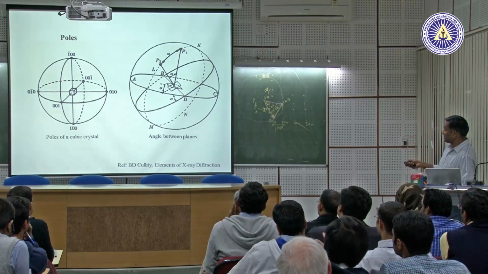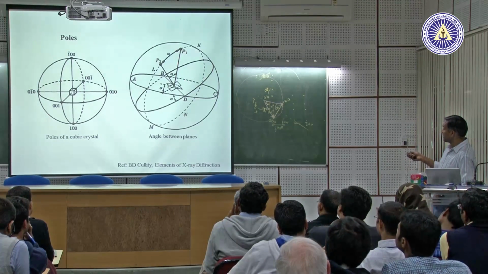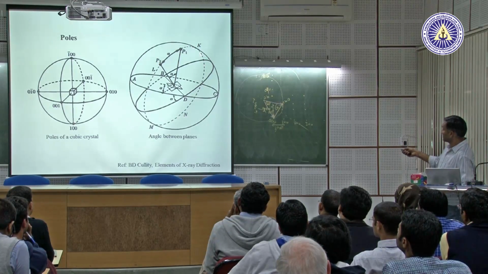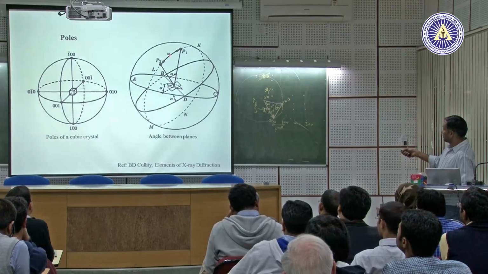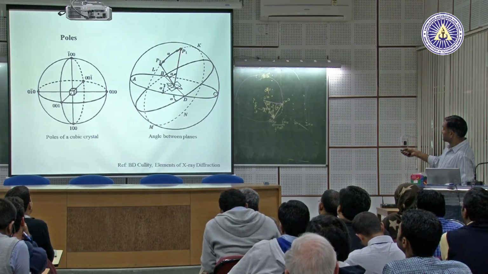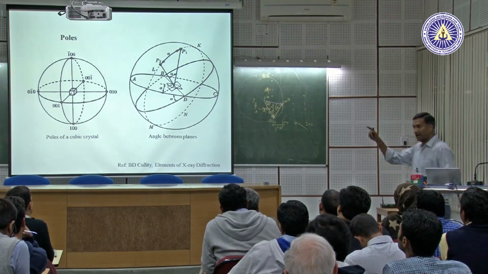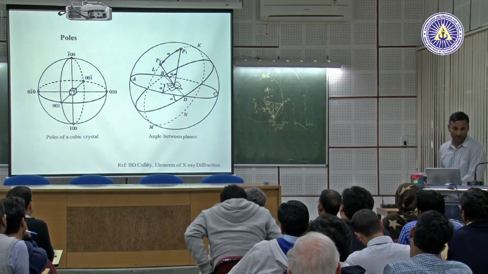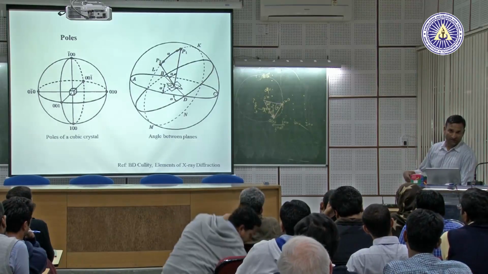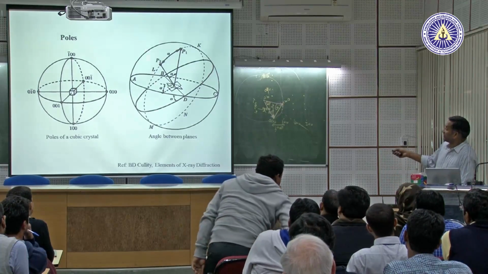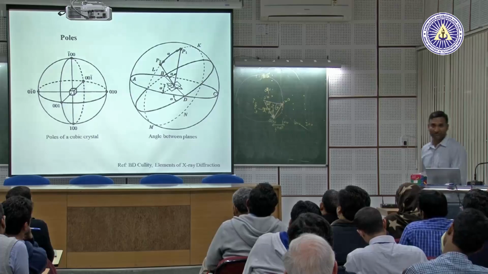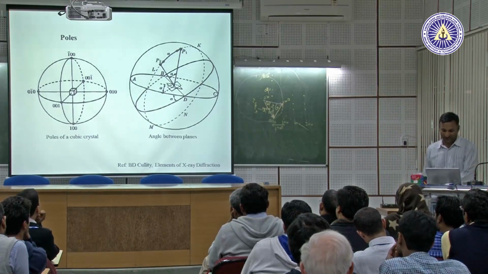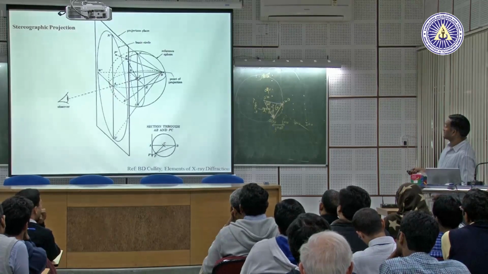So the advantage of this is, by drawing these circles, you can project the poles on these circles, and you can determine the angular relation between the poles. You can of course do the calculation by using the formulas, but this is a graphical way of doing the calculation between the various planes, and this is very useful in X-ray diffraction patterns, especially for single crystals.